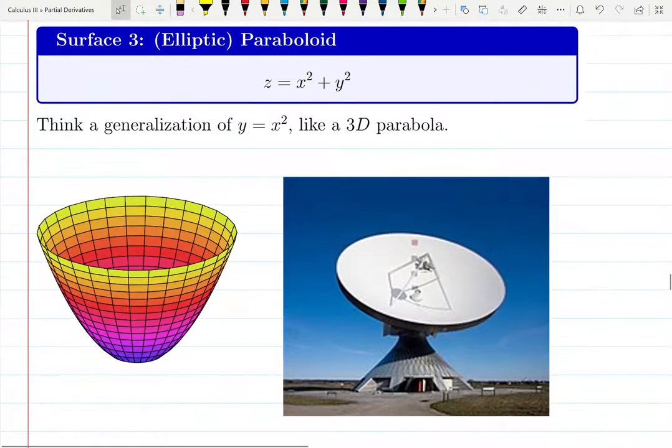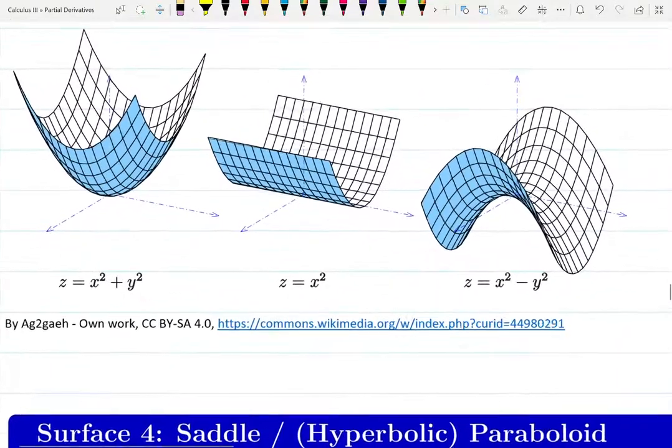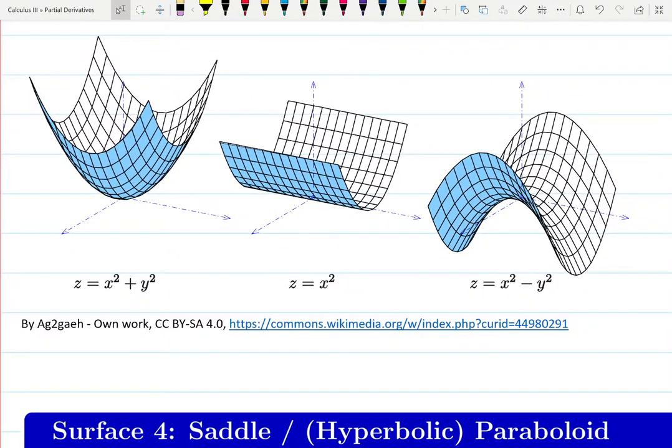Z equals x squared plus y squared. You see, z has no square, so it's just lots of parabolas at every level. Now, types of paraboloids: z equals x squared plus y squared, or just x squared, or x squared minus y squared. This is a typical one. We're going to be using this one quite a lot. What does it look like?